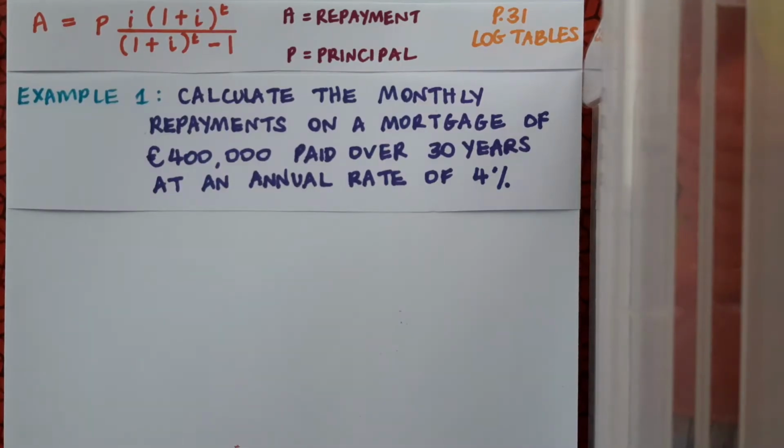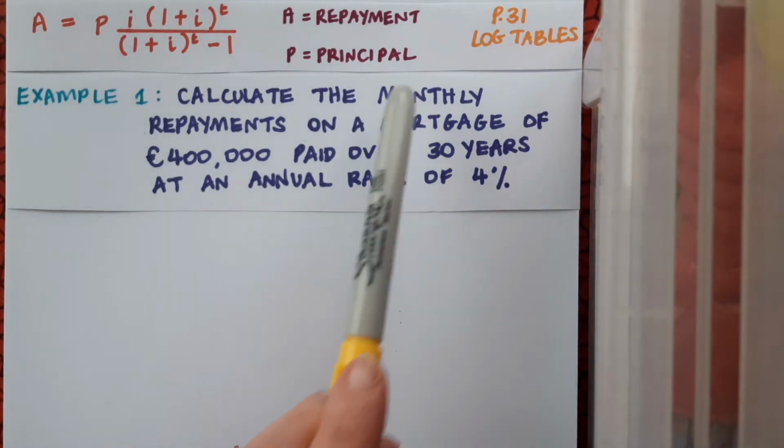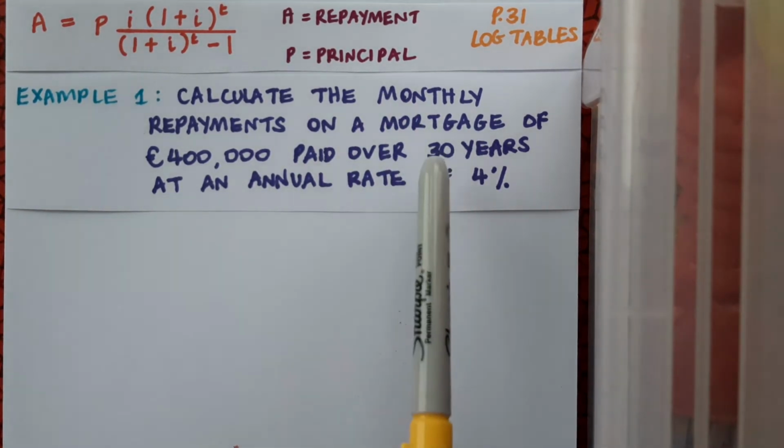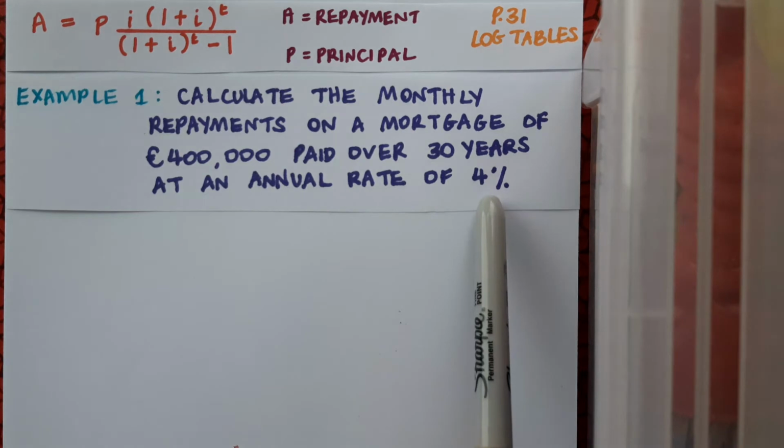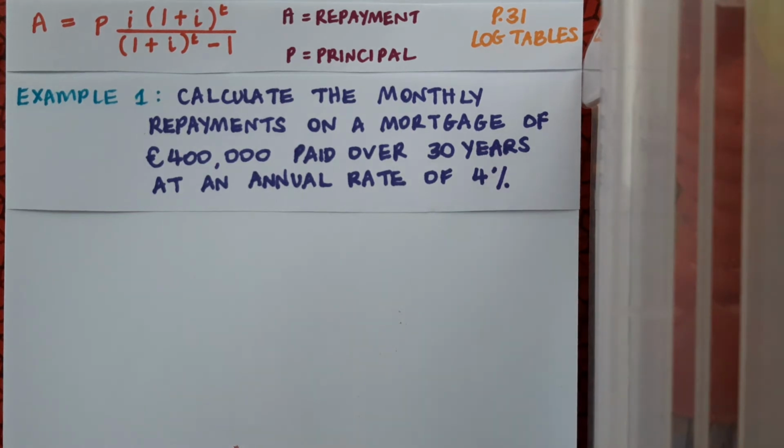So here's my first example. I want to calculate the monthly repayments on a mortgage of 400,000 euro paid over 30 years at an annual rate of 4%. So the first thing to notice here is that I want to calculate monthly repayments, but the figures that I'm being given are yearly figures, so 30 years and the annual rate of 4%. So to begin with, I'll have to sort those out.